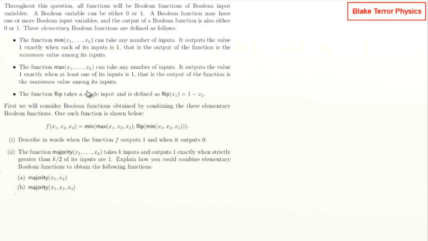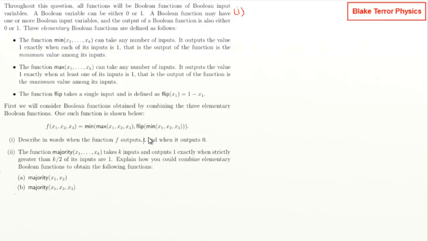First, we will consider Boolean functions obtained by combining the three elementary functions. One such function is shown below. So we've got some function f with 3 inputs, which is the minimum of the maximum of the 3 inputs and the flip of the minimum of the 3 inputs. Describe in words when the function f outputs 1 and when it outputs 0. Well, if we describe 1, we've got the other because it can only output 1 or 0. So if we get when it outputs 1, then everything else is when it outputs 0 and vice versa.